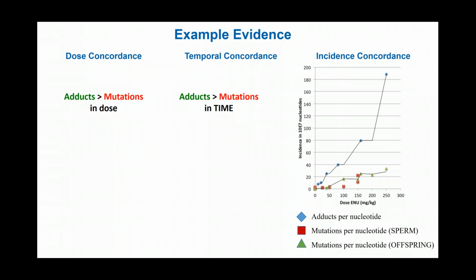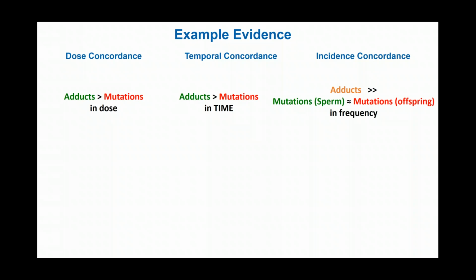And then the final piece of evidence was putting it all together for incidence concordance. And here we had to look across studies; the figure I'm showing here probably had 10 or 12 studies' worth of data in it. It shows in the blue diamonds the incidence of alkyl adducts per dose of ENU. And you can see there are more alkyl adducts than there are mutations in either sperm, in the red boxes here, or in the offspring, which are the triangles here. These data demonstrate that there are more adducts than mutations in sperm, and there's an approximately equal number of mutations in sperm as in the offspring from these experiments, specific locus test and LacZ mutation assay.